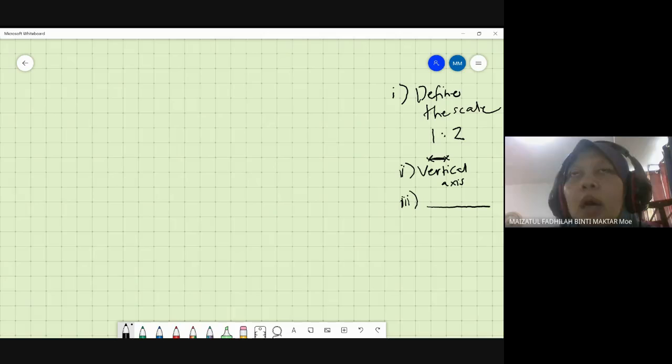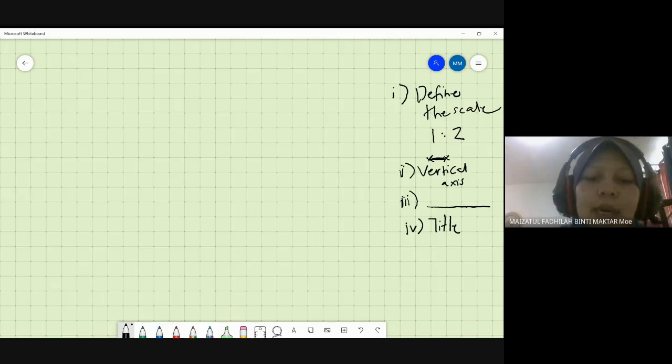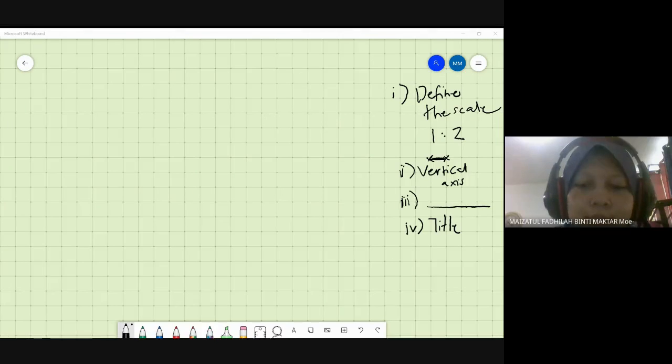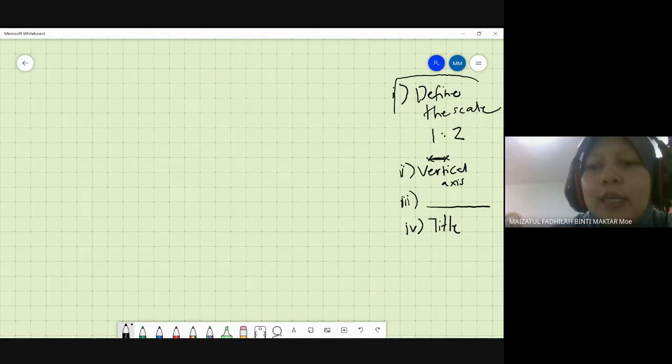Horizontal axis: usually you can find the name on the question, the name of our chart. You can follow the information in the question. And number 4, a title. This one is usually a very long sentence. You can see back on the question, in the example: favorite subject of the students. For the horizontal axis, you just take one main sentence. After you define all of this, we can start.